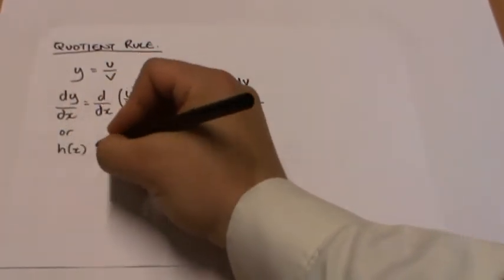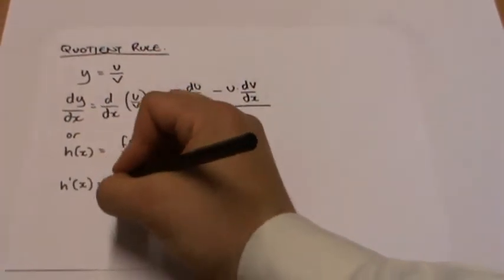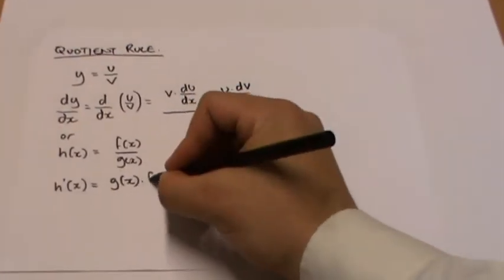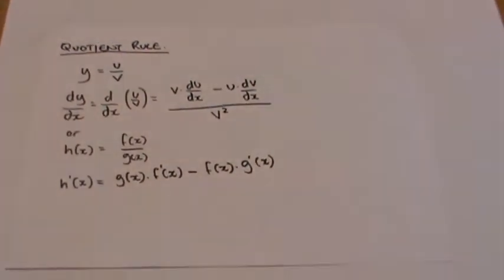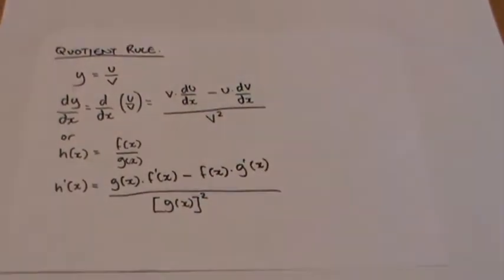Again, we'll have a look at this in function notation. We have a function h(x) is equal to f(x) over g(x). The differential of h(x) is equal to g(x) multiplied by the differential of f(x) minus f(x) multiplied by the differential of g(x). All of that's divided by g(x) squared. We'll have a look at a worked example for the quotient rule.